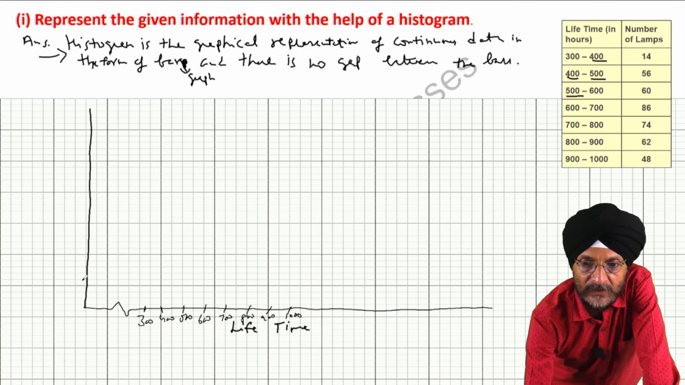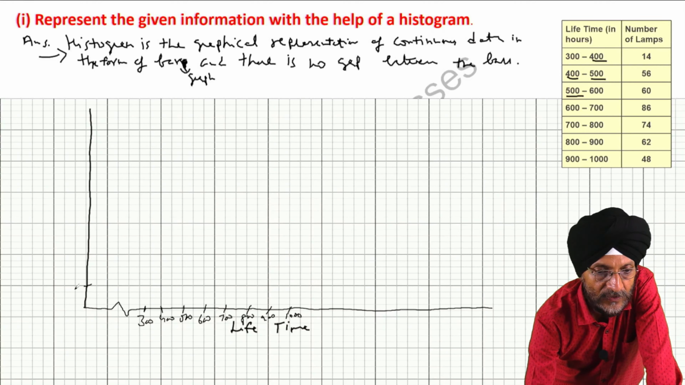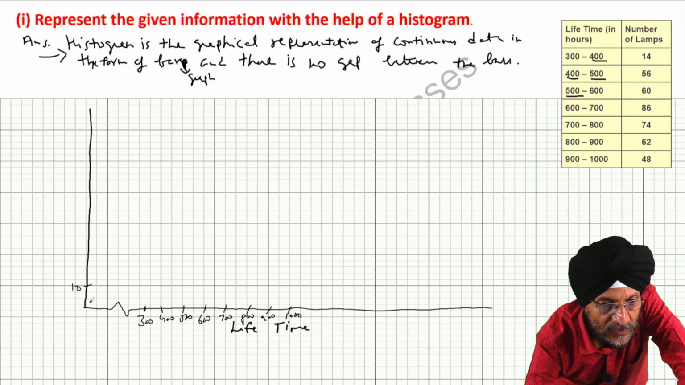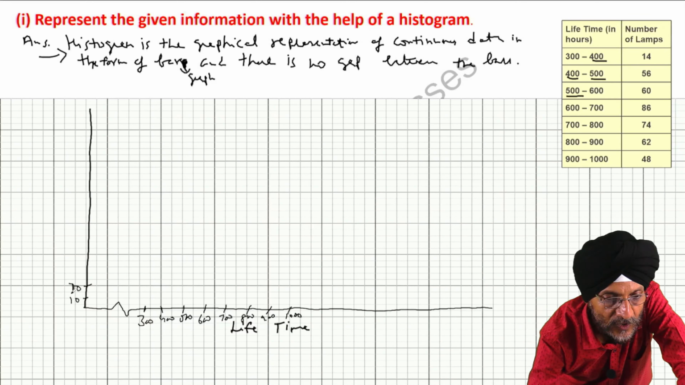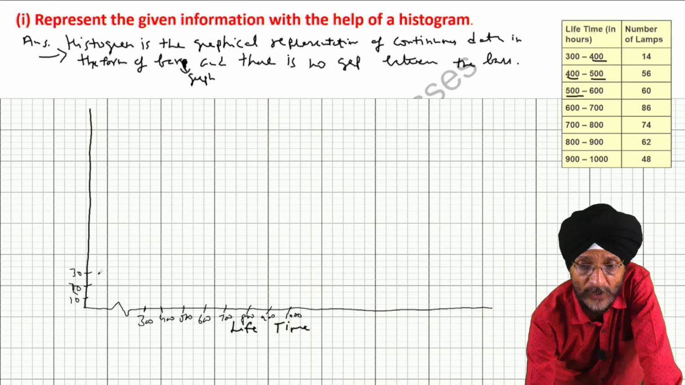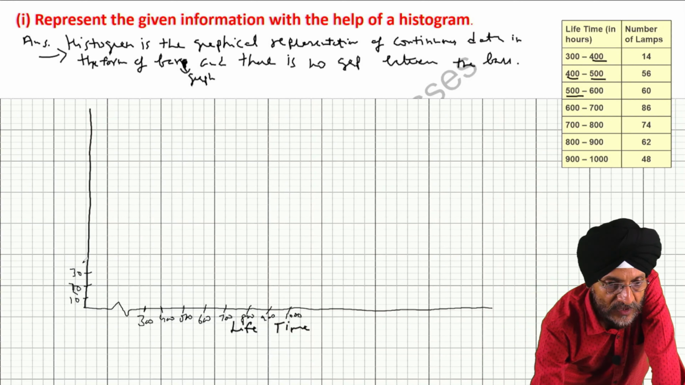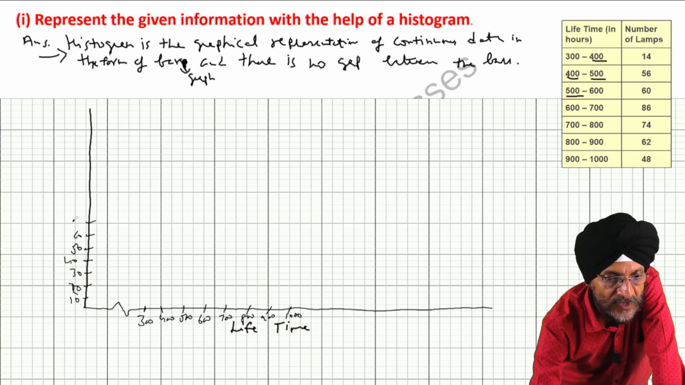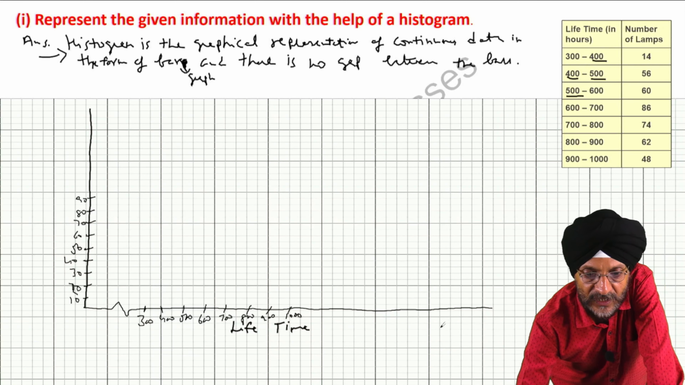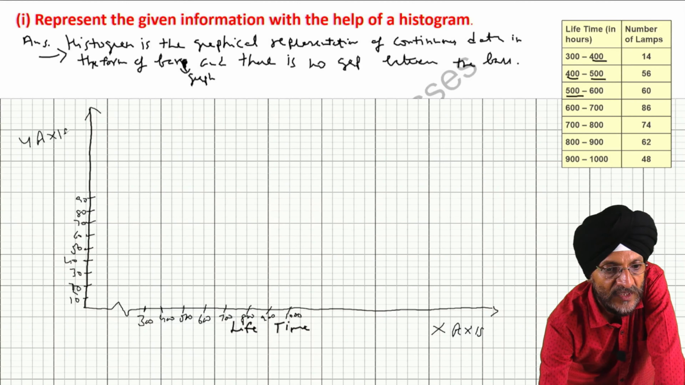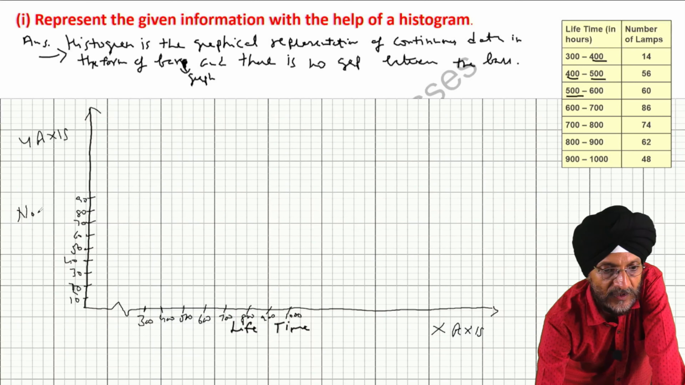Then here we will mention number of lamps. We will start from 10, 20, every 2 cells we are mentioning the same, and here the maximum is 86. So we will take it up to 90: 10, 20, 30, 40, 50, 60, 70, 80, 90. This is the x-axis, this is the y-axis. Here we are mentioning number of lamps.